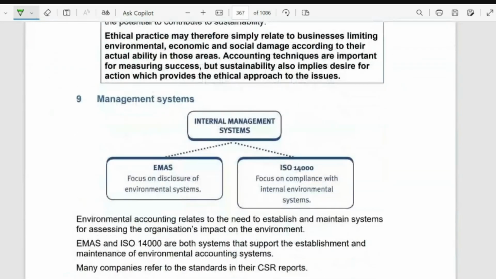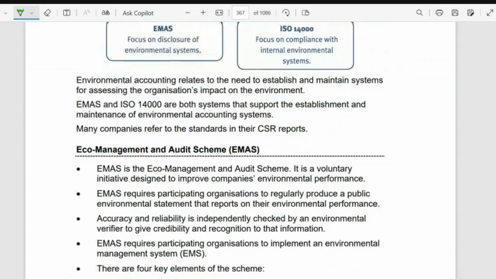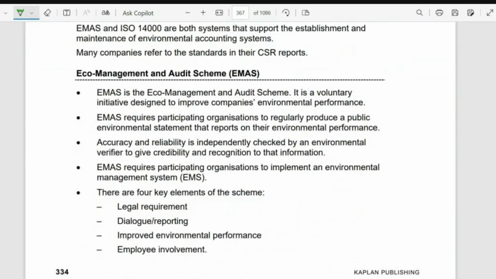The internal management system, EMAS and ISO 14,000. This is focused on disclosure of the environment. So the environmental issue they now discuss: Eco Management and Audit Scheme, EMAS. This term was also tested, so they may ask; be familiar with EMAS.